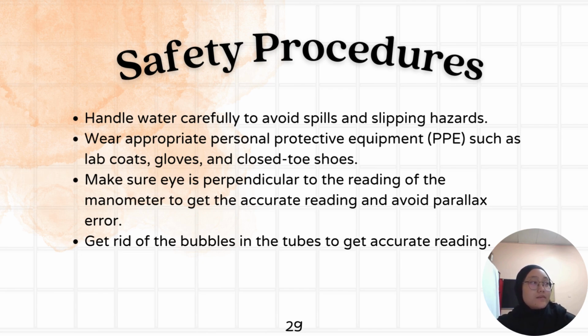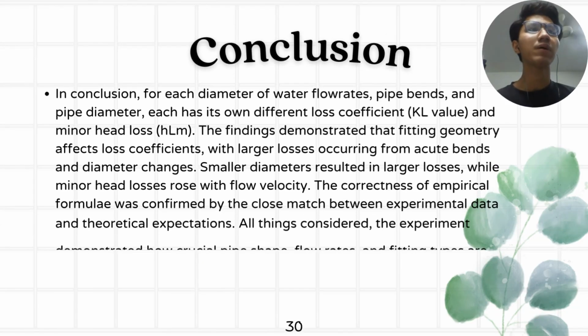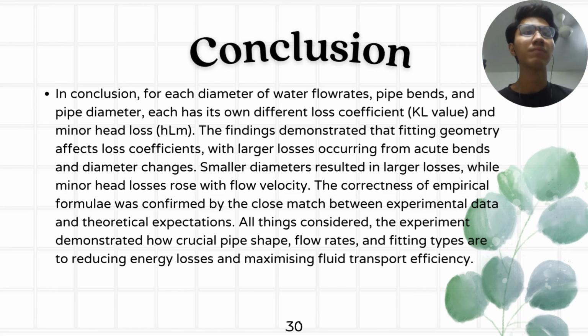So in conclusion, for each diameter, water flow rate, pipe bends, and pipe diameter each have their own different loss coefficient and minor head loss. The findings demonstrate that fitting geometry affects loss coefficient, with larger losses occurring from acute bends and diameter changes. Smaller diameters result in larger losses while minor head losses rose with higher velocity. The correctness of the numerical formula was confirmed by the close match between experimental data and the theoretical expectations. All things considered, the experiment shows how crucial pipe shape, flow rates, and fitting types are to reducing energy losses and maximizing fluid transport efficiency.